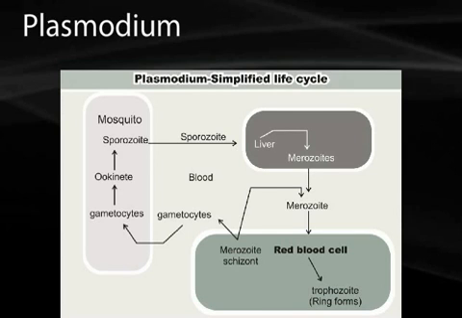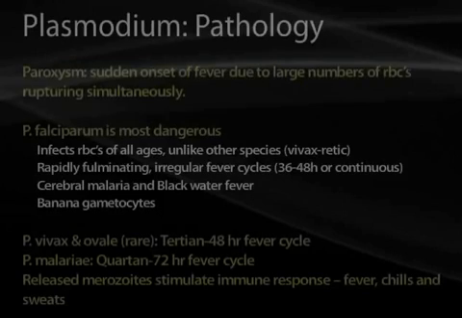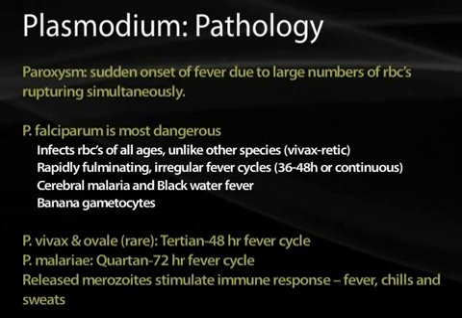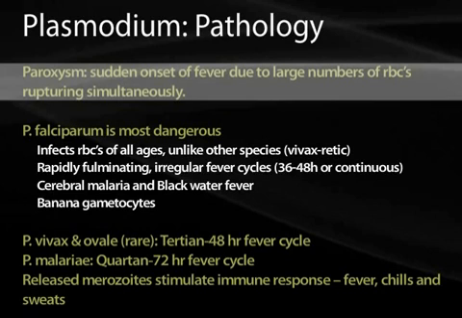The merozoites go to the blood, and they go to the red blood cell. This is a little bit more detail than you'll be asked on Step 1, but it's important to know that you can cycle from the mosquito to the blood, to the liver, to the blood, back to the mosquito. Pathology for Plasmodium is often paroxysmal, with a sudden onset and sudden stop of fever due to large numbers of red blood cells rupturing when the merozoites, or the schizonts, come out.